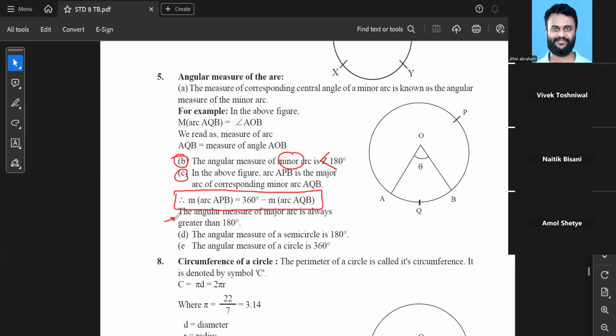Okay. And the next point is the angular measure of the major arc is always greater than 180. It's obviously understood. If it is major, it means greater than half, and that means greater than 180. The next point is the angular measure of the semicircle is 180. Obviously, semicircle means exactly equal to half, which means it will be equal to 180 degree. The angular measure of the circle is 360. So this is the last point regarding the arc. Is it clear? Yes. Okay.